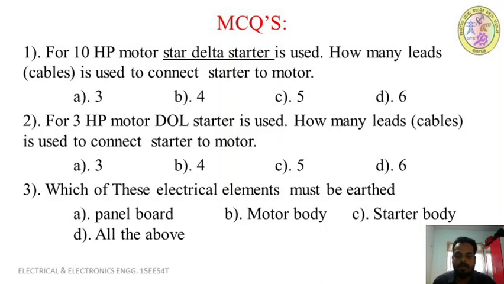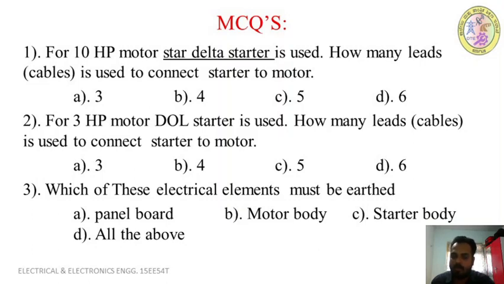Okay, and we have a next question. Which of these electrical elements must be earthed? Option A panel board, option B motor body, option C starter body, option D all the above. As we have discussed, the panel board must be earthed, the motor body must also be earthed, and the starter body and any starter board body, everything has to be connected to the earth, right?